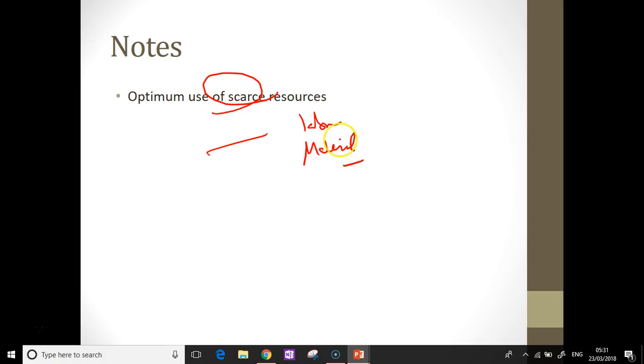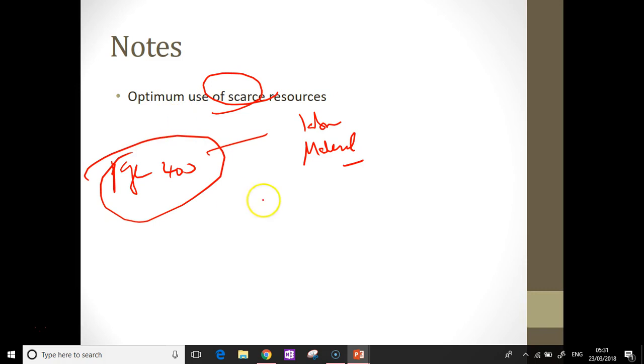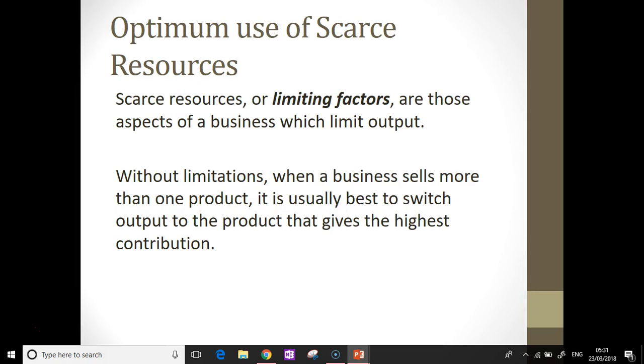So let's go to your textbook. In your textbook, we're on page 400. Let's just pause this, make sure you're there at page 400. So it's referred to as the optimum use of scarce resource. We're still talking about marginal costing. That's what we're talking about.